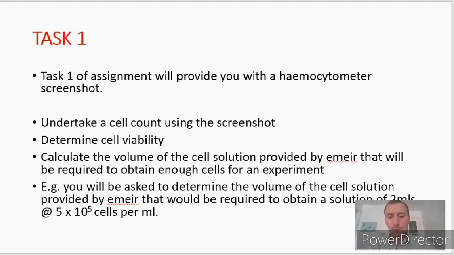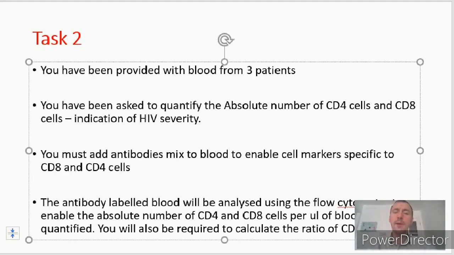So that's task 1. For task 2, it will be focused on flow cytometry. You'll be provided with blood from 3 HIV patients, and you'll be asked to quantify the absolute number of CD4 cells and CD8 cells, and from this provide an indication of HIV severity.